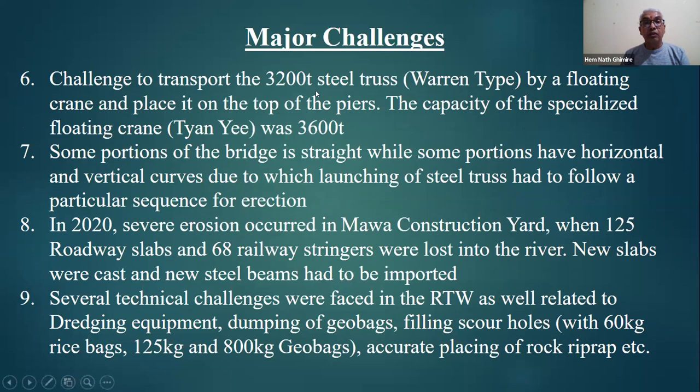And transportation of the 3,200 ton steel truss by floating crane to the place was also a challenging job, which used a very special type of floating crane. Some portion of the bridge is straight, while some portion has curves, vertical and horizontal. So this also created some challenges while launching the steel truss. In 2020, there was severe erosion at the Mawa site with loss of some construction equipment and construction material. Several technical challenges were faced in the river training works as well, because it was the largest of its kind and big 800 kg geobags were to be dumped. So all the equipment and all the management was quite challenging.